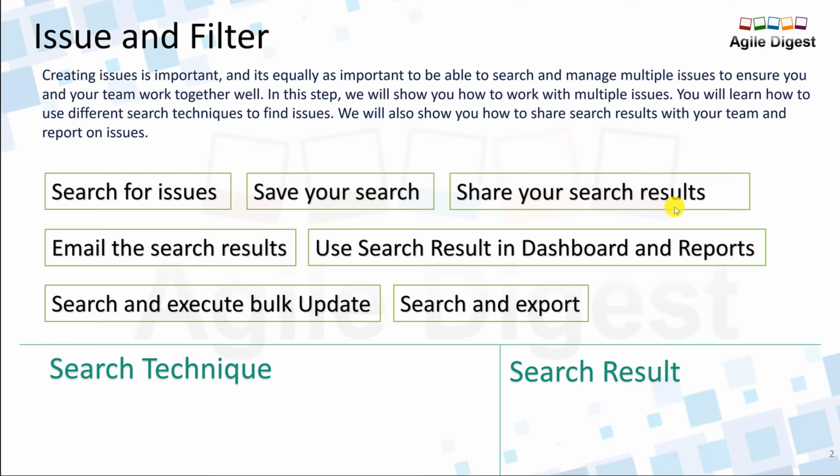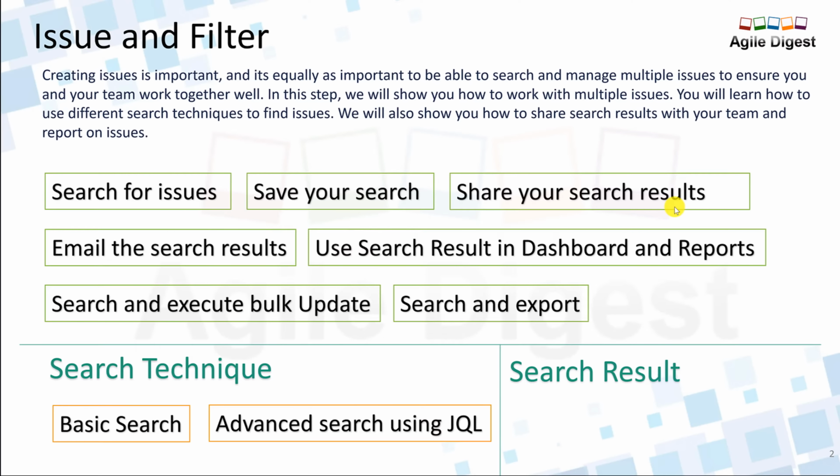So there are 2 different search techniques: basic search and advanced search using JQL. Basic search is very simple. You will just be selecting the field names and values within the drop down. Advanced search using JQL uses a text box where you will be typing in the exact query, like project equal to project name, and within brackets you can say issue type in. We'll look into that. Once you do the demonstration, you will be able to find out how exactly this works.